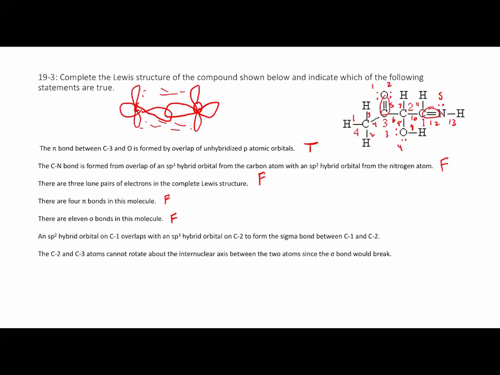Next is sp2 hybrid orbital on carbon 1 overlaps with sp3 hybrid orbital on carbon 2 to form a sigma bond between carbon 1 and carbon 2. That is true.